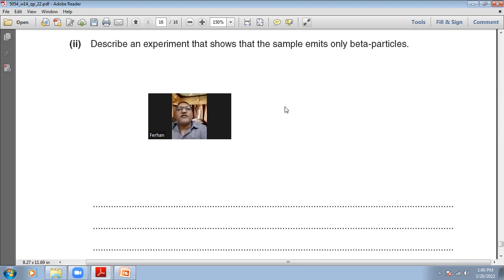You will notice that there will be no change in the reading. If by putting the paper there is no change in the reading, that means there are no alpha particles. When you put a paper between the sample and the detector and the reading has not changed, it means that the sample is not giving out alpha particles, because alpha particles cannot penetrate through paper. Then take aluminum foil of 5 millimeter thickness and put it between the sample and the detector.